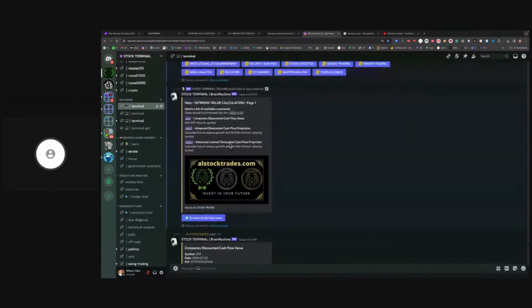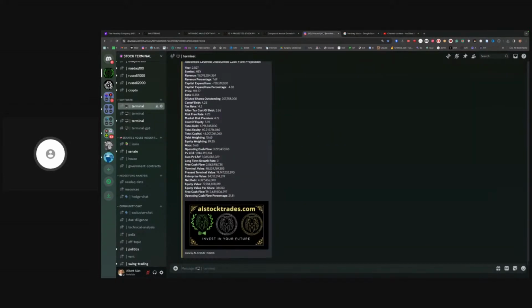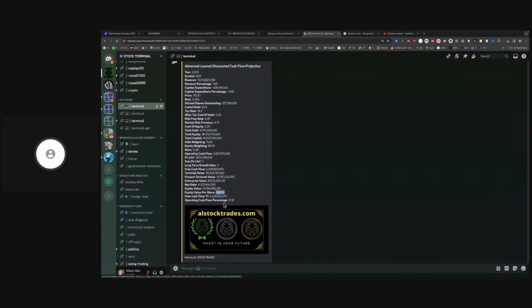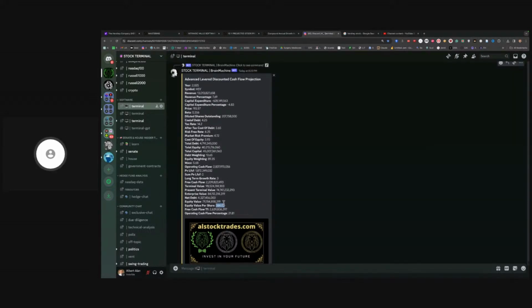2027. So we go here and now we have one more DCF, the advanced leverage. We go in and type in HSY. Again, these are all different ways of looking at it. And here we have $384, right? So obviously there's some form of value to Hershey. Okay, so now we just completed an automated intrinsic value.